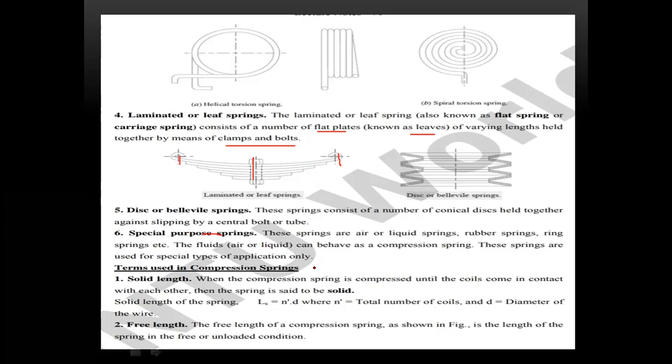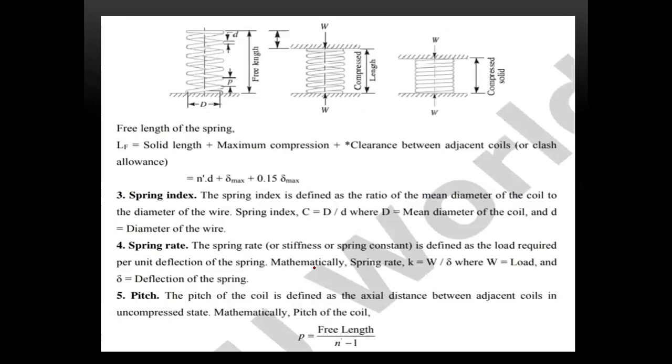Next, the terms used in the compression springs: solid length and free length. So what is the solid length here? The free length of the spring LF is equal to solid length plus maximum compression plus clearance between the edges and coils. So the derivations, you have written most of them in class.